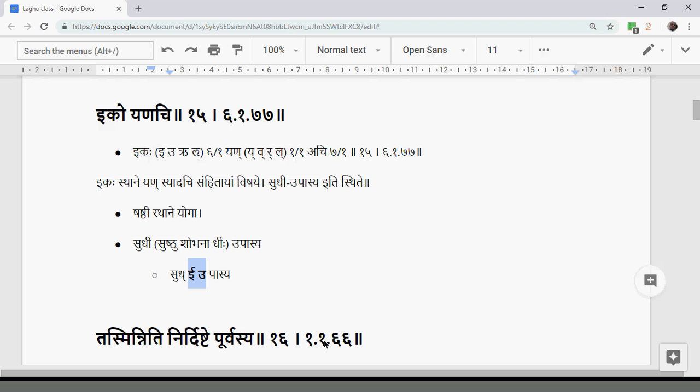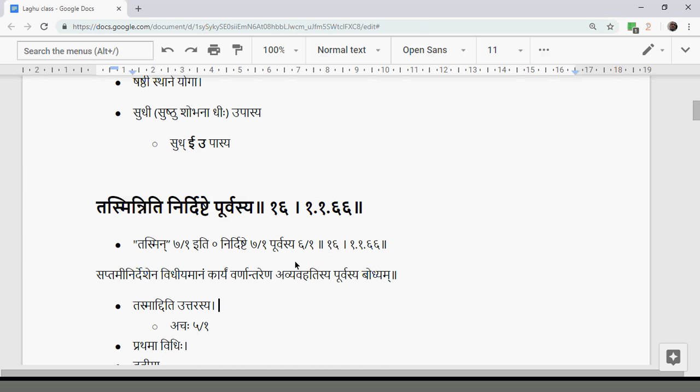Yan is the adesha. For what? For what is the adesha now? So here you see ikastane. Ikastane yan syat. So in the place of ik, there is yan adesha. Not in the place of u, not in the place of both, only in the place of ik. In the place of ik, you have the adesha, which is yan, whether I should replace by yakara, vakara, rep or lakara. Here, the next couple of sutras will tell that.